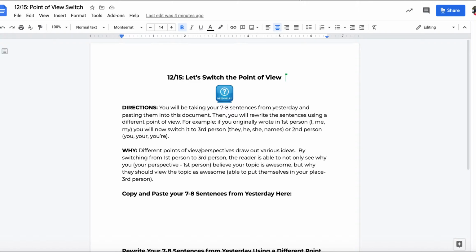Yesterday, you did kind of a take two of brainstorming and writing. You figured out a second topic, you brainstormed with that graphic organizer, and then you wrote 7 to 8 sentences on the topic of your choice. So today, you are going to switch the point of view. Point of view, what the heck is that? Well, let me tell you.